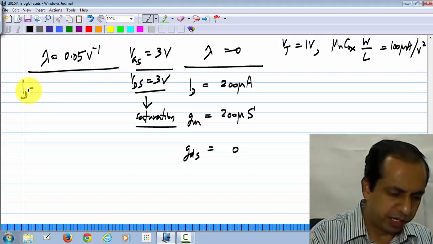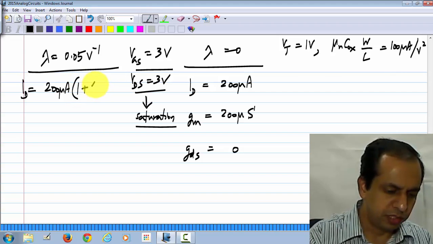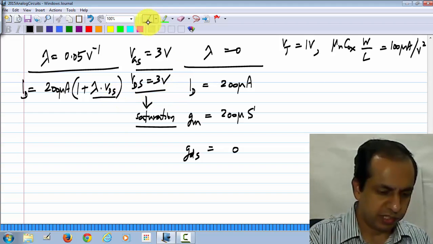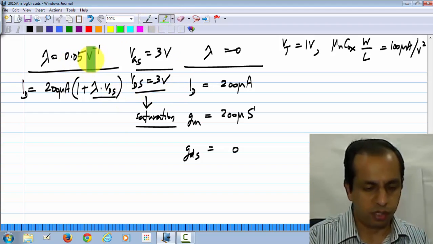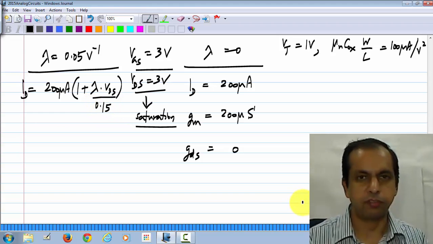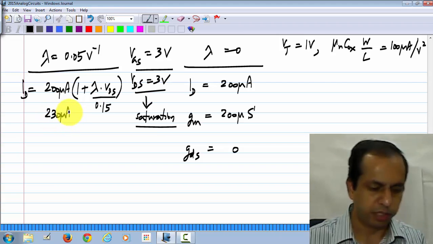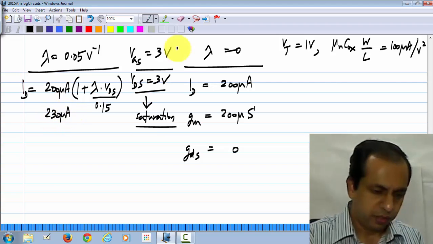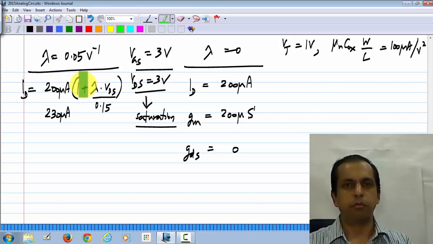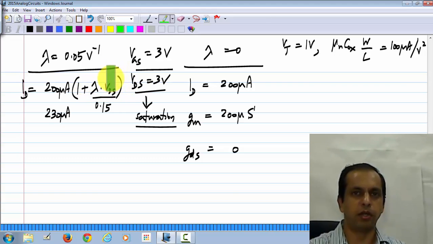Okay. Now, if I take this lambda value 0.05 volt inverse, what do I get? I get ID to be whatever I got from the original expression times 1 plus lambda VDS, and lambda VDS in this case is 0.05 volt inverse times 3. So, this is 0.15. Okay. So, the actual value of ID turns out to be 230 microamperes. Okay. So, there is an error if we assume 200 microamperes, but that is okay, because if we include this in every expression, we will not be able to calculate anything at all.